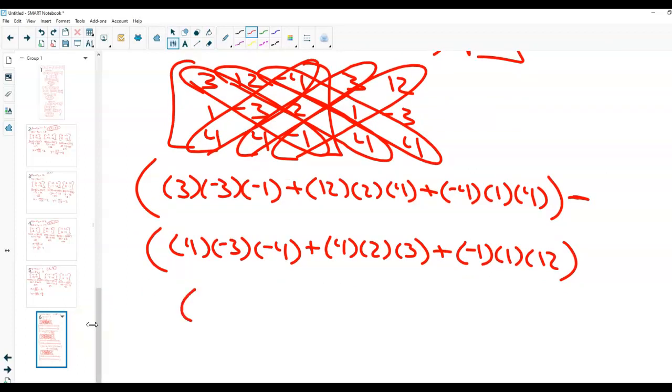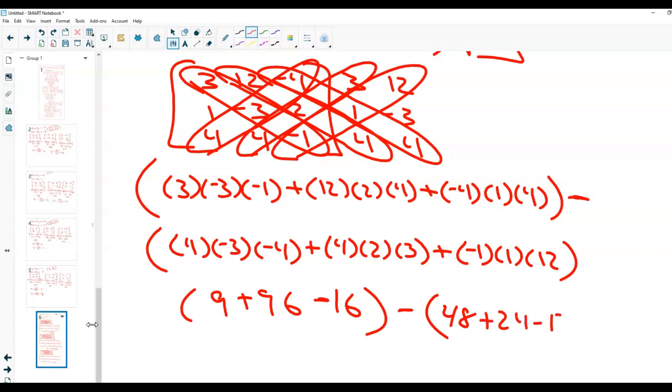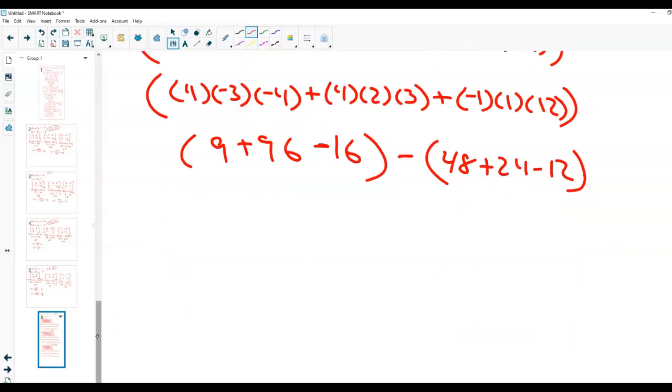3 times negative 3 times 1 is 9. 12 times 2 is 24, excuse me, times 4 is 96. Negative 4 times 1 times 4 is a negative 16. Minus negative 12 times negative 4 is 48. 4 times 2 times 3 is 24. Minus 12. We have 89 minus 60, which equals 29.